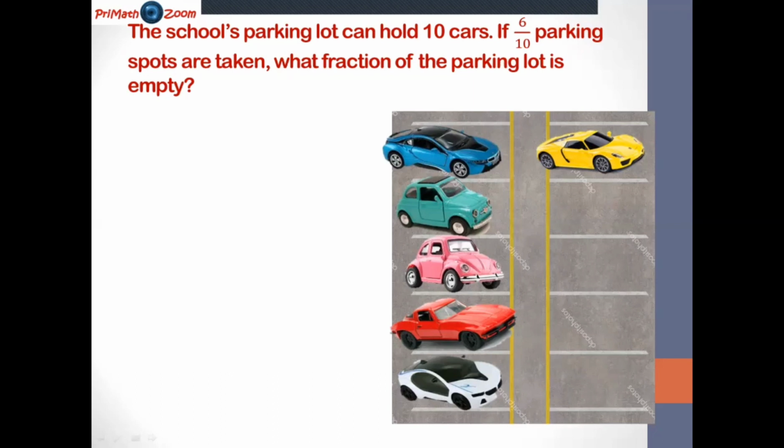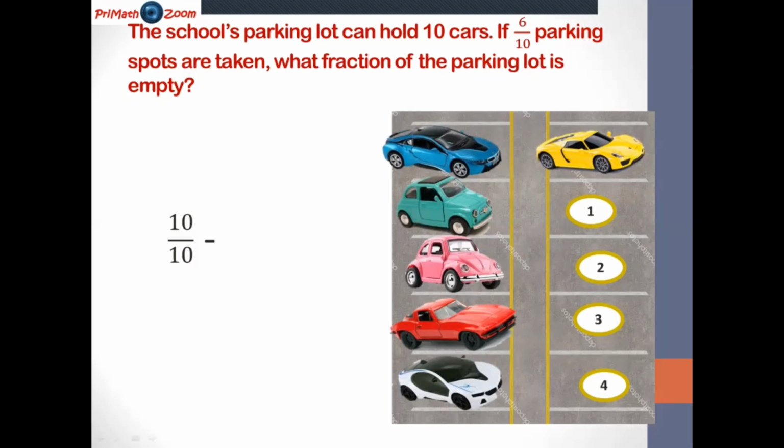6/10 is the occupied parking spots. Now we need to find what fraction of the parking lot is empty. Of course, we can just go right ahead and count the empty spots. 1, 2, 3, 4 empty spots. So let us think about it. There are 10 parking spots. So that is represented as 10 parking spots out of the whole of 10. So it's represented like that. Then we know that if 6/10 took the spaces, it means that we're going to subtract.